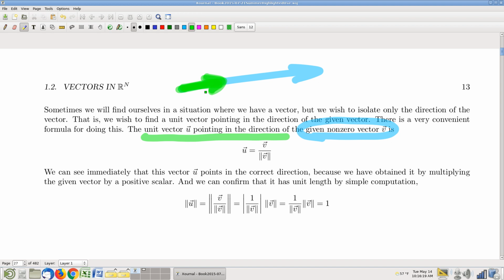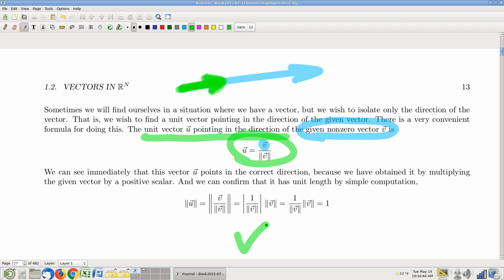Notice that these are multiples of each other. This is what scalar multiplication looks like, right? And the clever move is to realize that this does it. Just take that non-unit vector, divide it by its own magnitude, and the result will have magnitude equal to 1, as demonstrated by this little calculation here. So it's a really nice trick.